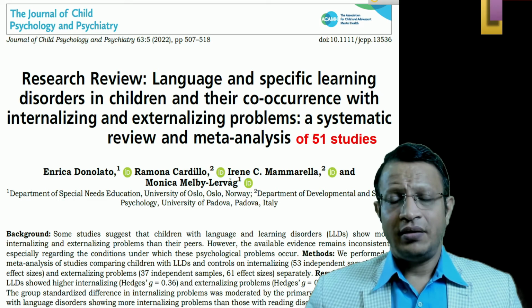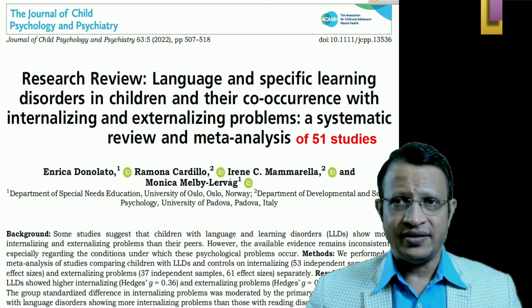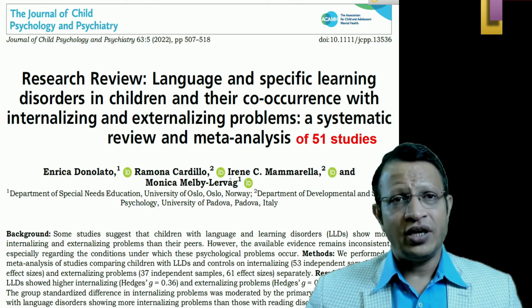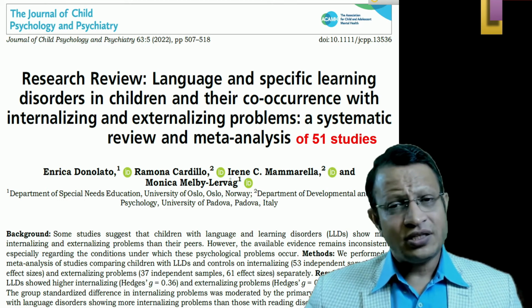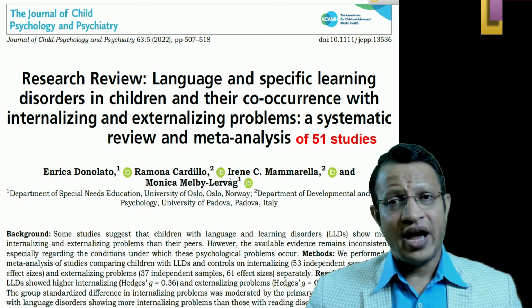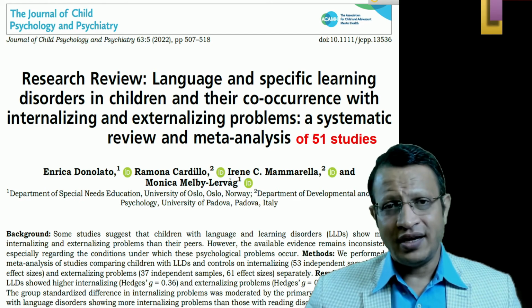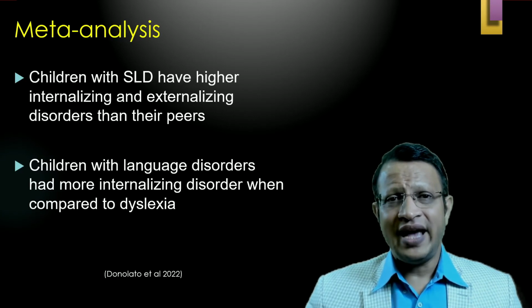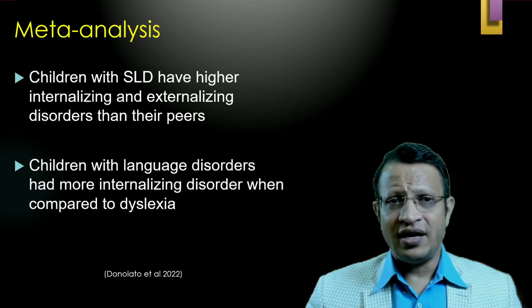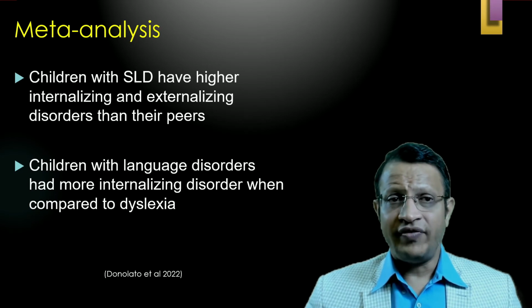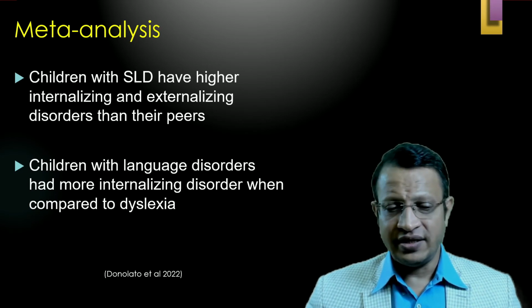There was a meta-analysis of 51 studies, which was recently published in 2022 in the Journal of Child Psychology and Psychiatry. Let's look into this study. The title of the study was Language and Specific Learning Disorder in Children and Their Co-occurrence with Internalizing and Externalizing Problems. In this review, they clearly said children with SLD have higher internalizing and externalizing disorders than their peers. That means compared to control, SLD had more internalizing disorders and more externalizing disorders.